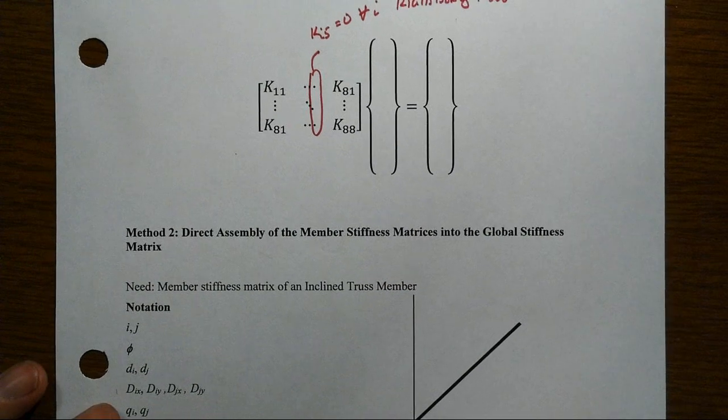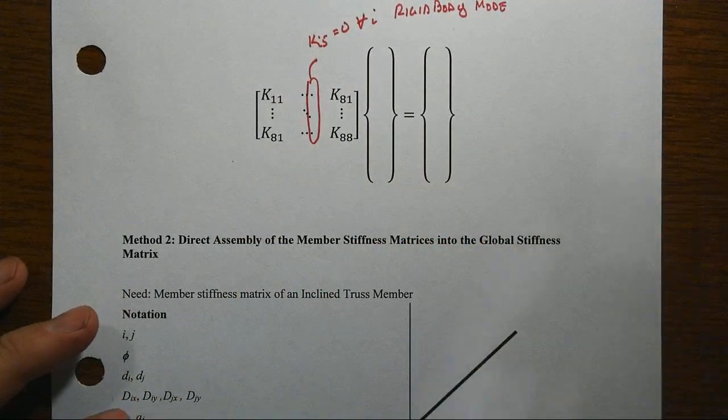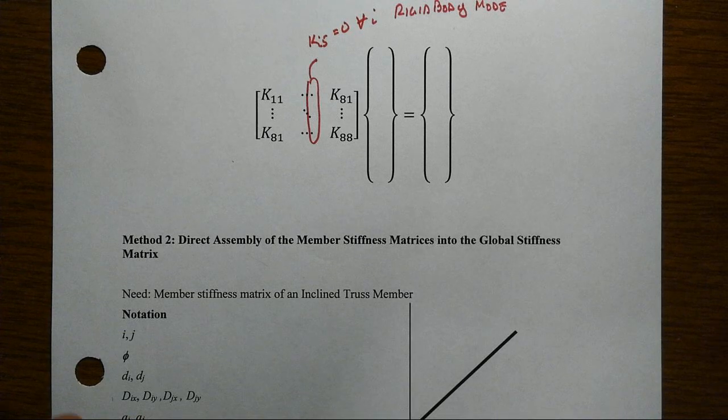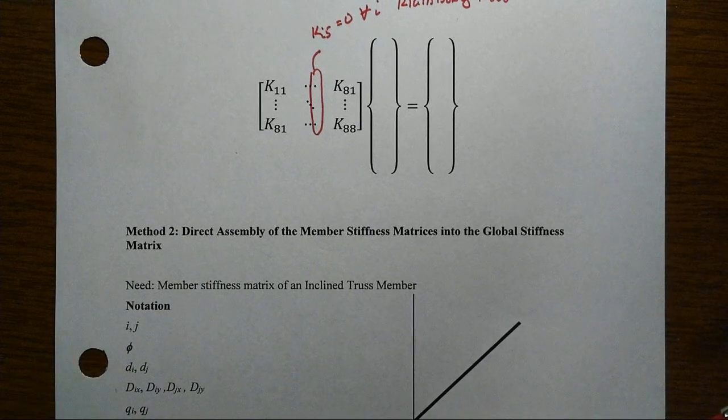All right. So next, what we'll do is, how do we assemble all 64 of these? Yes, again, we'll have a bunch of zeros for some of them, but how would we do that in the direct approach, or the direct stiffness method?